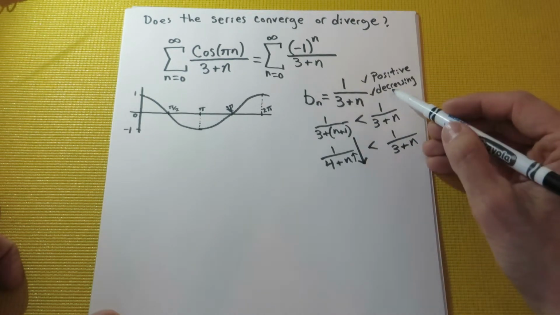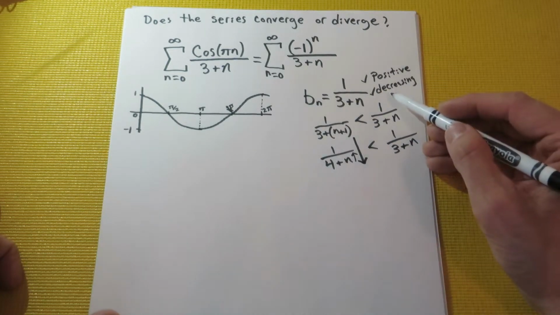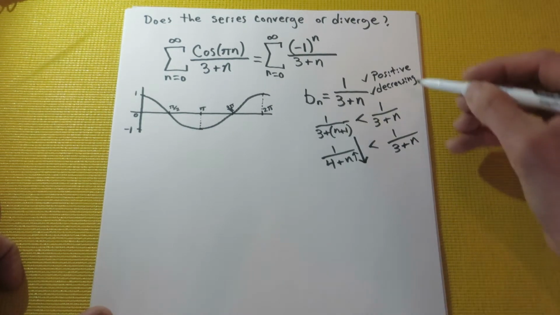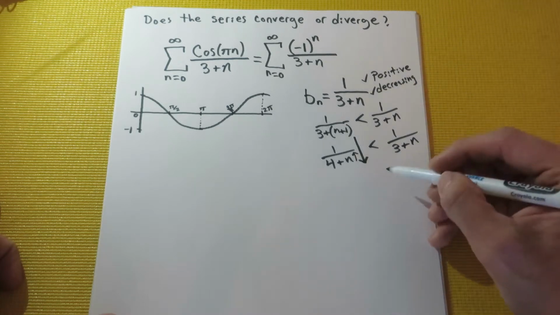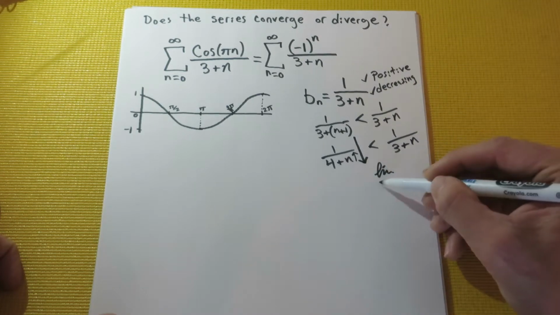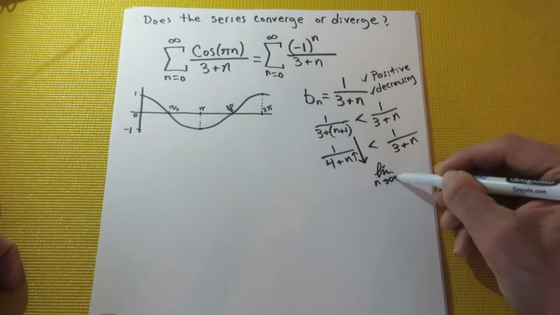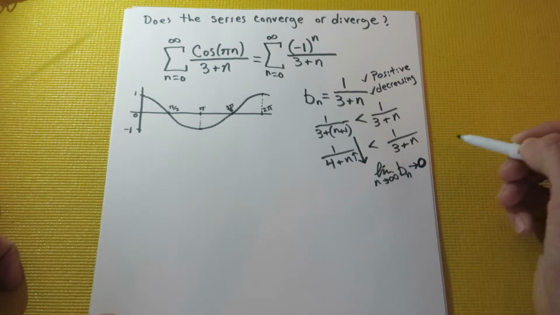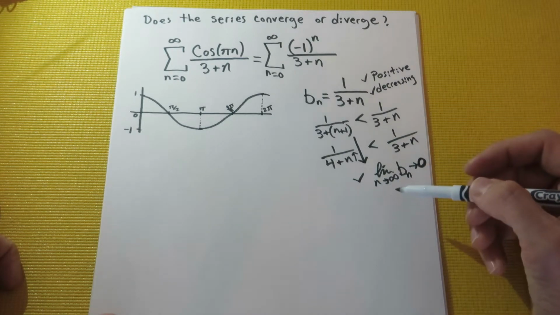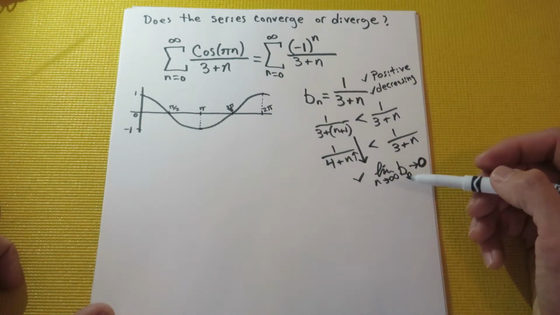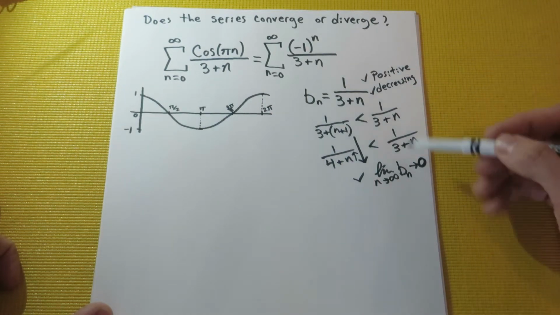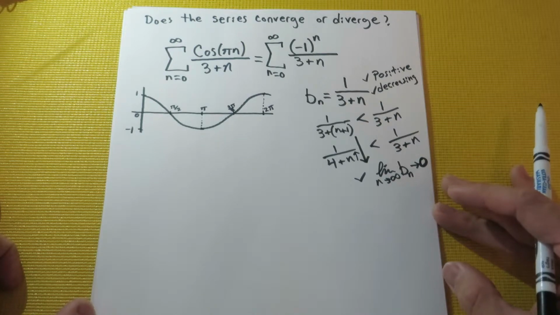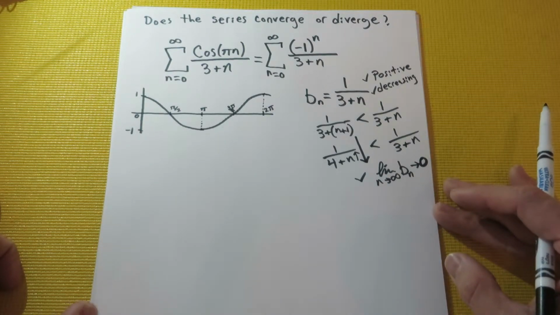So we know that our b sub n here is decreasing, and we can also show that the limit as n approaches infinity of b sub n is going to go to 0. So that's also one of the stipulations of our alternating series test. So just by virtue of these three things being true, we know that our series is going to be convergent.